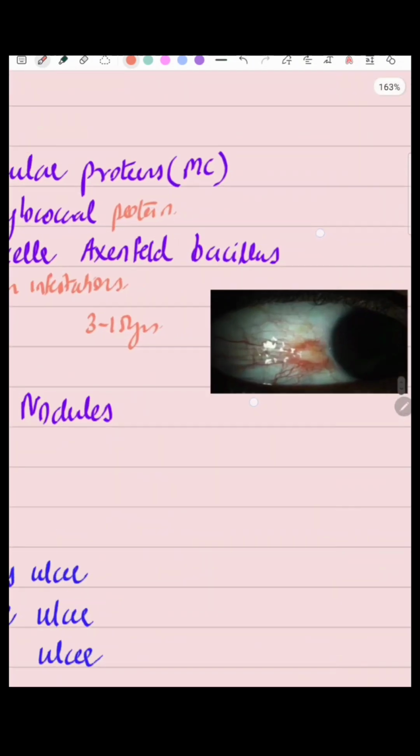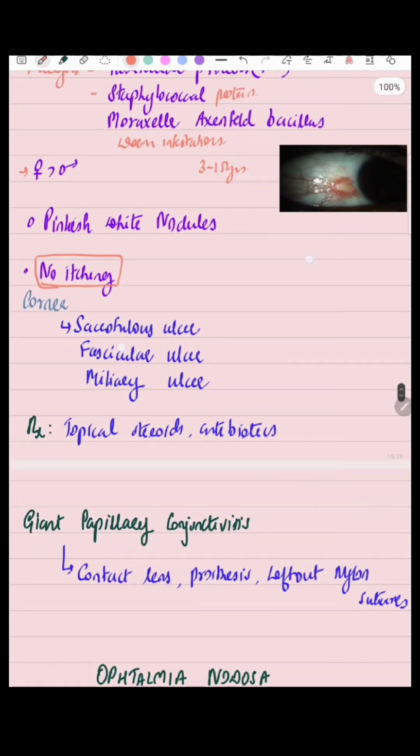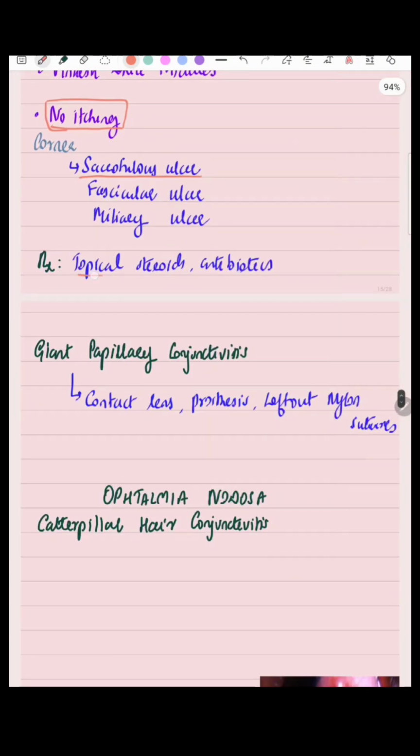There is presence of this pinkish white nodule here, which is surrounded by hyperemia on the bulbar conjunctiva, usually near the limbus. In phlyctenule there is no itching. In cornea, there can be sacrophilous ulcer, vesicular ulcer and mealy ulcer. Sacrophilous ulcer is the most important. Treatment is topical steroids and antibiotics, and atropine can be given if cornea is involved.